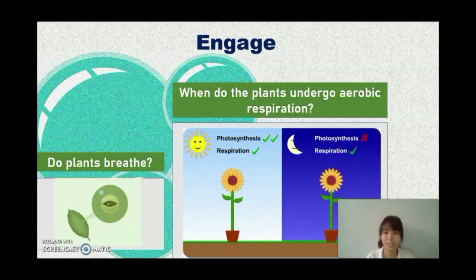Aerobic respiration occurs on both day and night. During the day, plant cells can use some of the oxygen produced by photosynthesis for respiration. However, during the night, photosynthesis stops and respiration carries on.